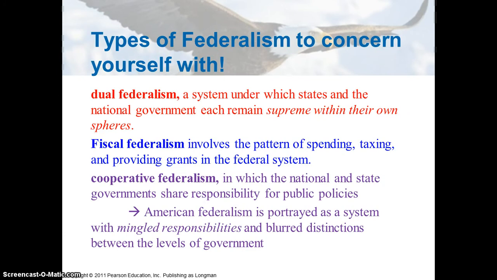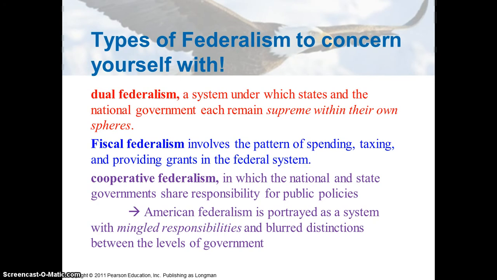So, which ones do you really have to concern yourself with? Dual federalism, under which states and national government each remain supreme within their own spheres. Notice that part's in italics there. That means that they all have their responsibilities and they shouldn't touch each other. They have their own little thing going on. That's fine and great, and that's actually the ideal situation of the Constitution. Nothing ever works out the way we plan. For us, the cooperative federalism and the marble cake federalism is a much better definition.